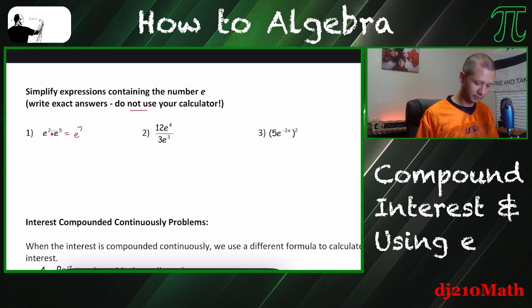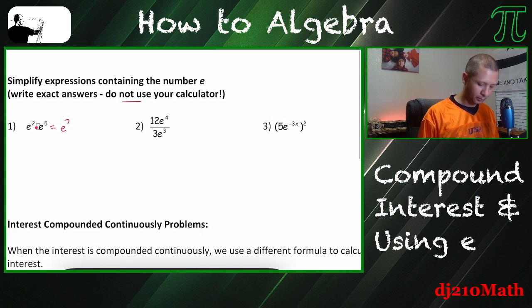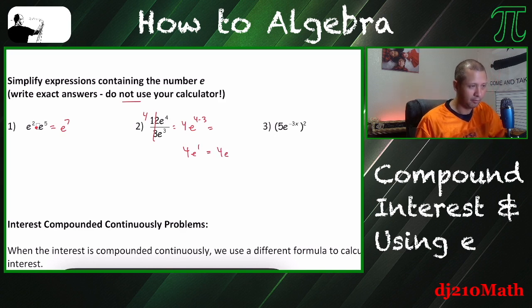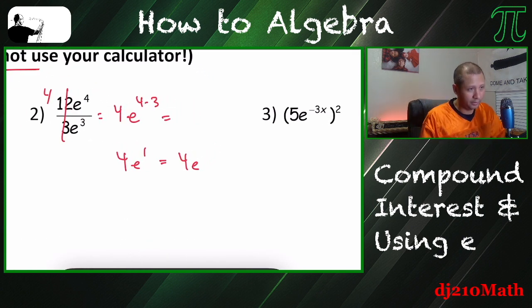12 e to the 4th over 3 e to the 3rd. We can simplify. 12 over 3 is 4. And because we have a variable in the top, variable in the bottom, it's always top minus bottom. So e to the 4th minus 3. And this is going to be 4e to the first power, or simply 4e. Right? It's implied, it's understood that there's a 1 if you don't put anything.